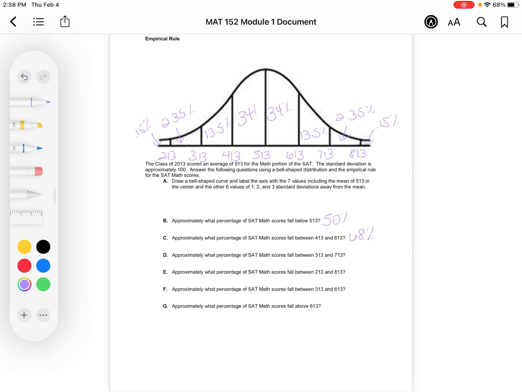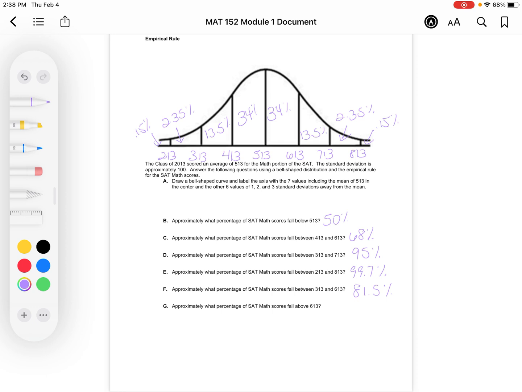What percent is between 313 and 713? Well, that's your 95%. 213 and 813, that's your 99.7%. Between 313 and 613, so now I'm going to add 34 and 34, which is 68, plus the 13.5, which gives me 81.5%.